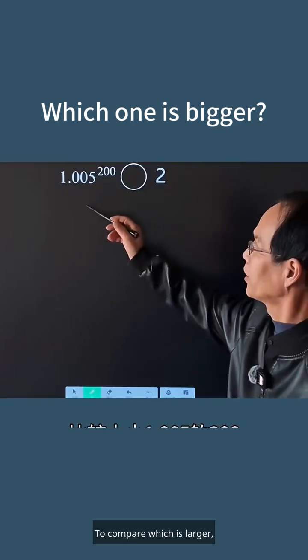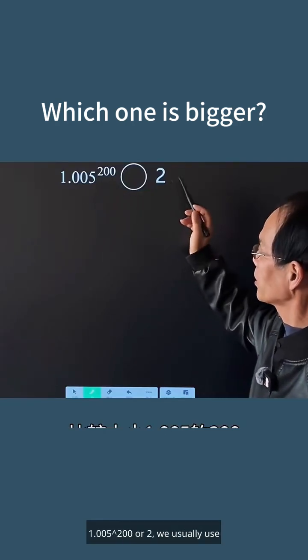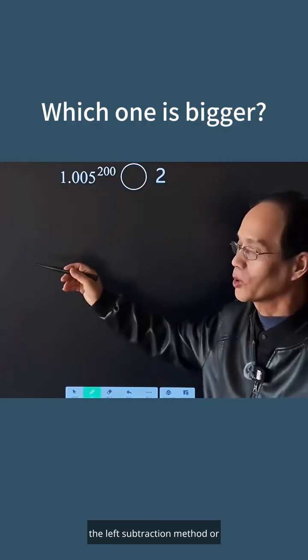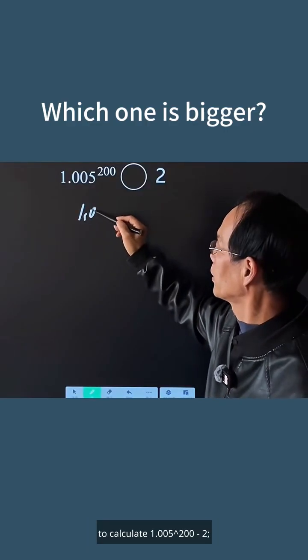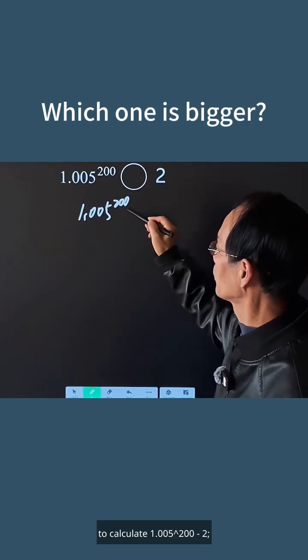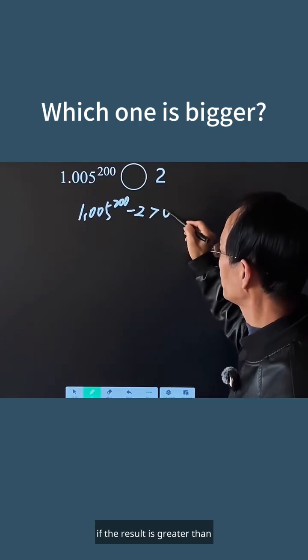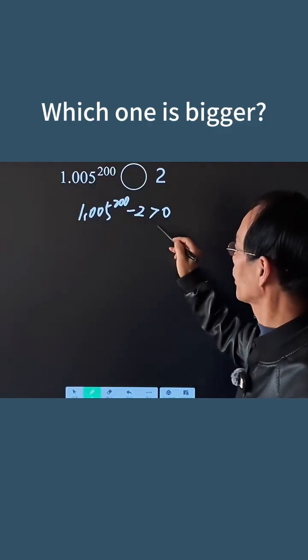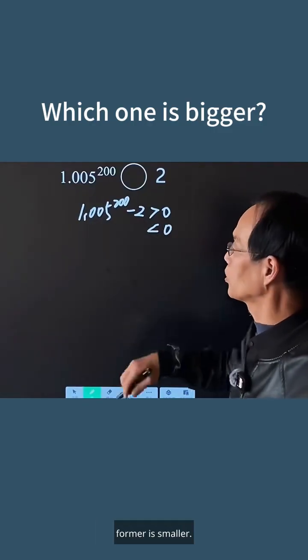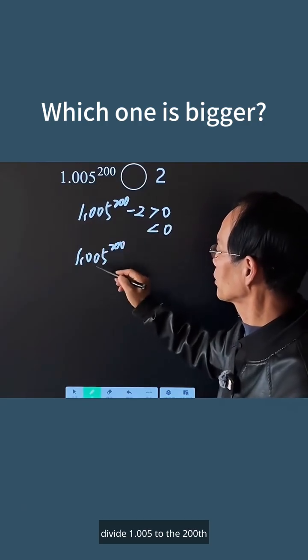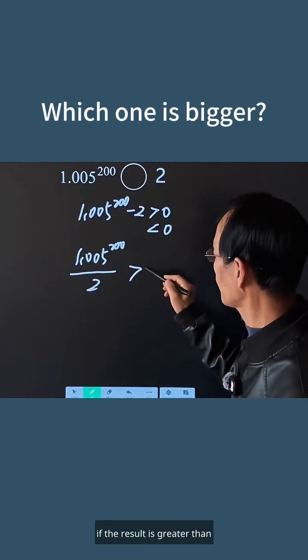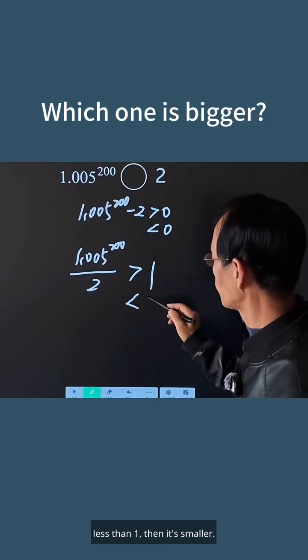To compare which is larger, 1.005 to the 200th power or 2, we usually use the subtraction method or the division method. The subtraction method is to calculate 1.005 to the 200th power minus 2. If the result is greater than 0, then the former is larger. If it's less than 0, then the former is smaller. The division method is to divide 1.005 to the 200th power by 2. If the result is greater than 1, then it's larger. If it's less than 1, then it's smaller.